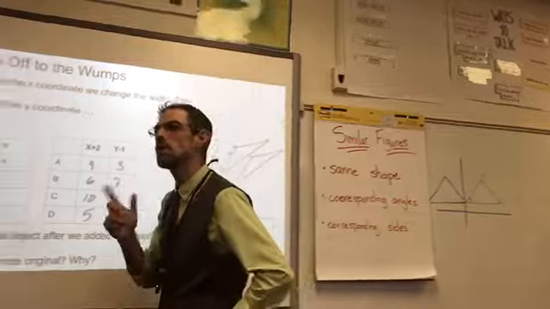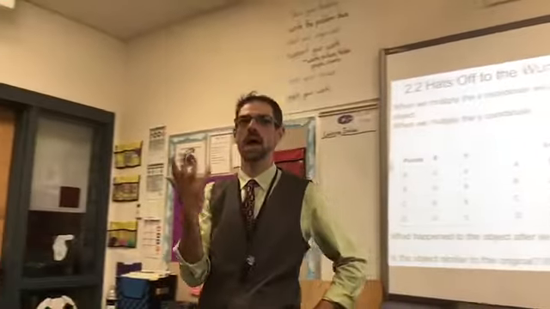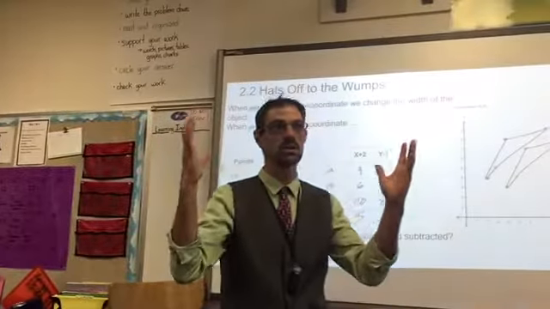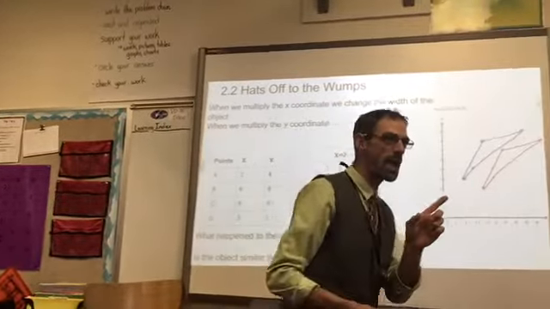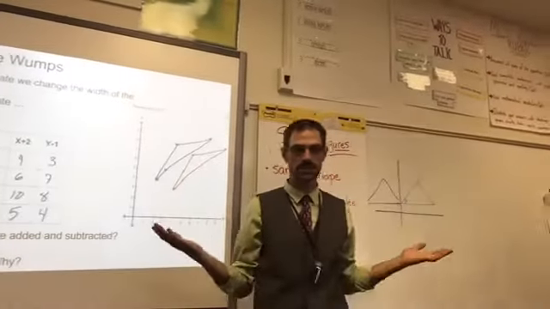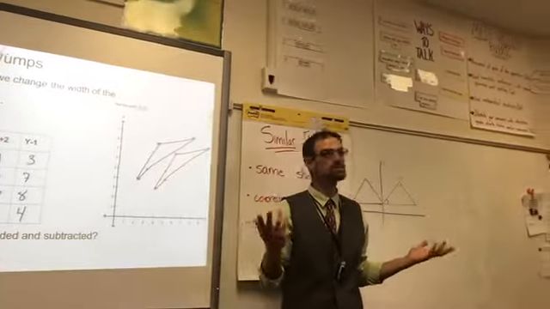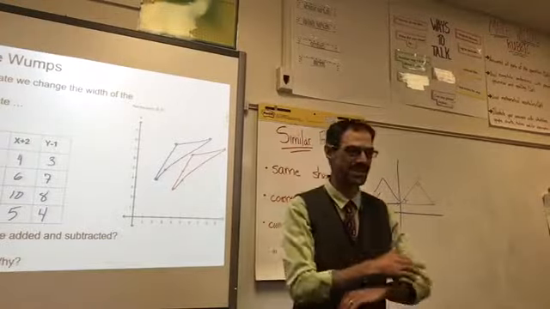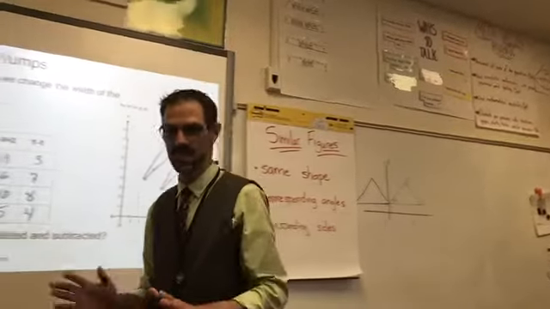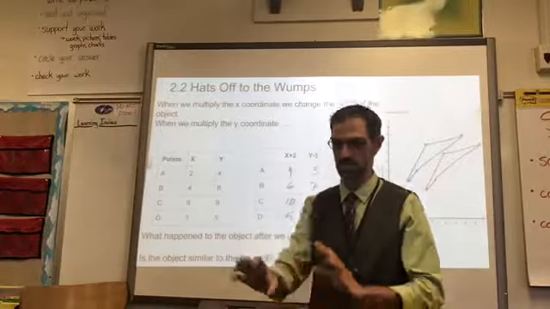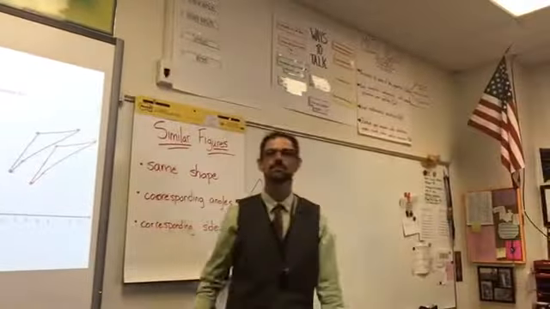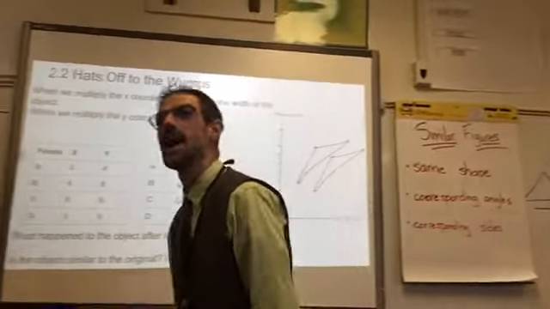So when we multiply ordered pairs, what happens? The shape changes. Gets bigger, gets smaller, right? It changes. But when we add or subtract on an ordered pair, what happens? It just moves. This is pretty cool. Because your initial instinct is to think this is going to change the height too, like multiplying. But it doesn't. All it does is move that shape around your quadrants. What happens if you add or subtract one coordinate and multiply the other one?